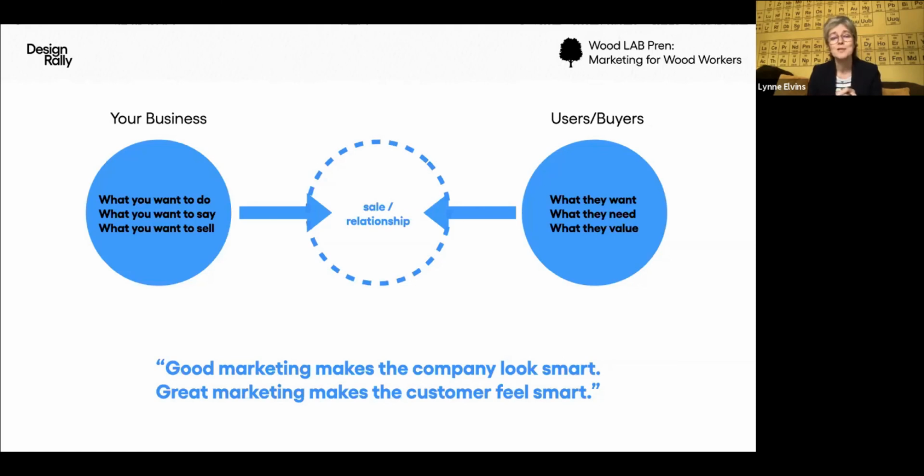And if you can get customers doing that, then they are doing the marketing for you, and you really are starting to get your marketing to work really, really well. So that is what I will finish on.